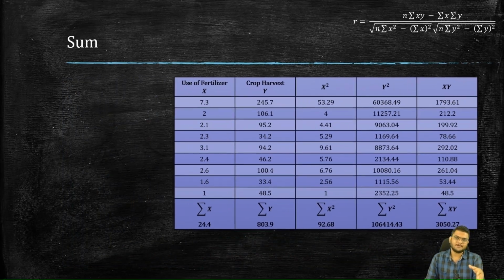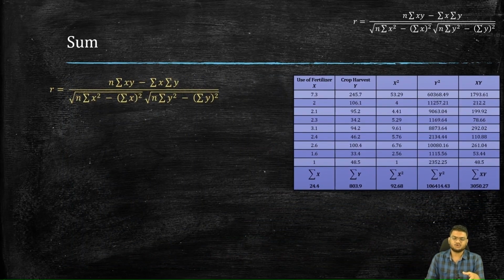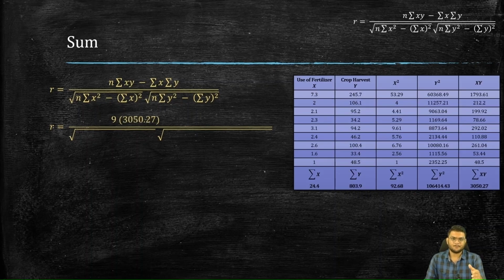Now let's obtain Karl Pearson's correlation coefficient. r is equal to n sigma xy minus sigma x into sigma y, divided by under root n sigma x square minus sigma x the whole square, multiplied by under root n sigma y square minus sigma y the whole square. Okay. Now here the value of n is 9 and the value of sigma xy is 3050.27. The value of sigma x is 24.4 and the value of sigma y is 803.9.